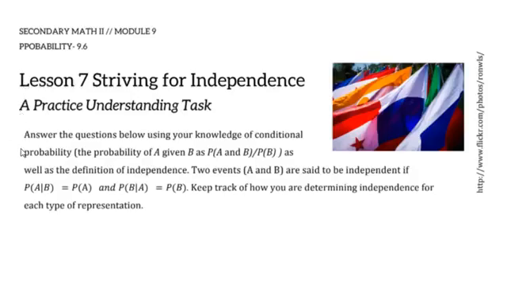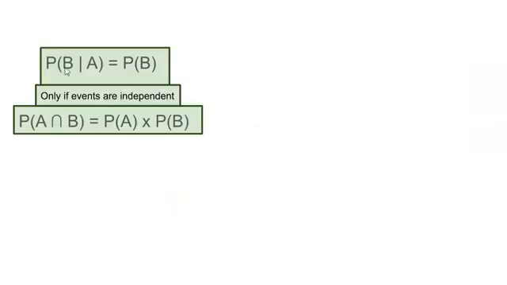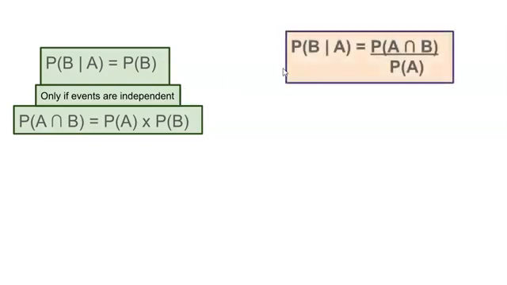So at the beginning of this lesson, we're given a few formulas. We are reminded that the probability of B given A equals the probability of B only if events are independent. From a previous lesson, we also learned that probability of A and B equals the probability of A times the probability of B, only if the events are independent. We're also given the rule that the probability of B given A equals the probability of A and B divided by the probability of A.